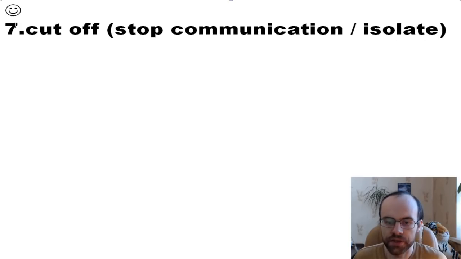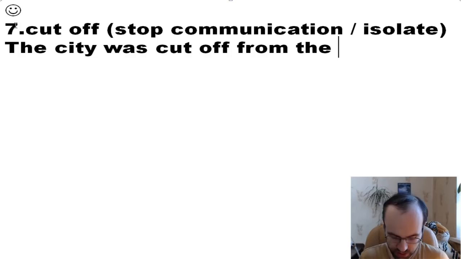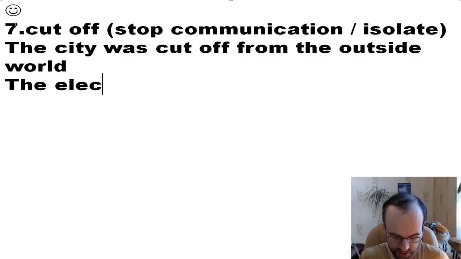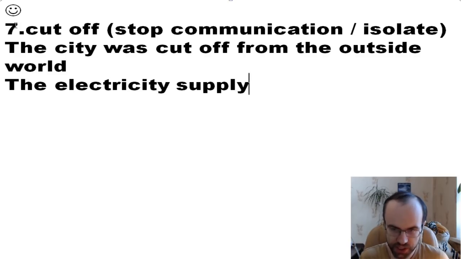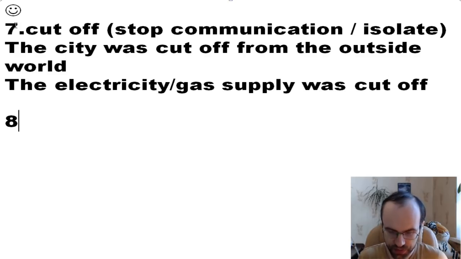Isolate. The city was cut off from the outside world. Or the electricity was cut off. Or you can say the electricity supply, or maybe the gas supply was cut off. So they had no more electricity. They had no more gas.